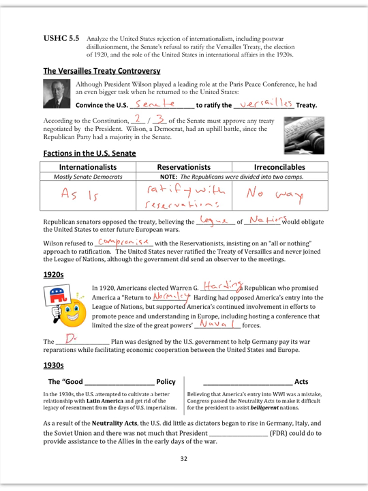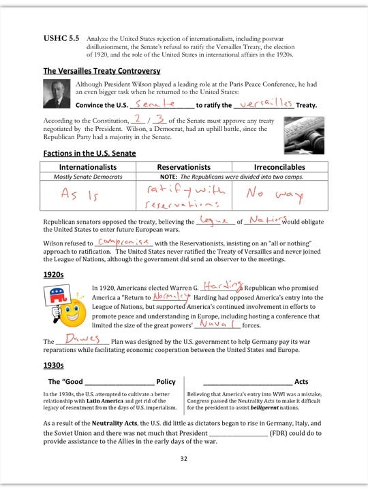The Dawes Plan was designed by the U.S. government to help Germany pay its war reparations while facilitating economic cooperation between the United States and Europe. Basically, we were loaning Germany money for them to pay their war reparations to Britain and France, so that then Britain and France could pay back the debt that they owed the U.S. from fighting World War I.